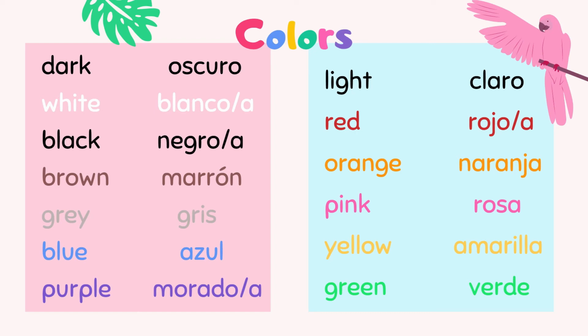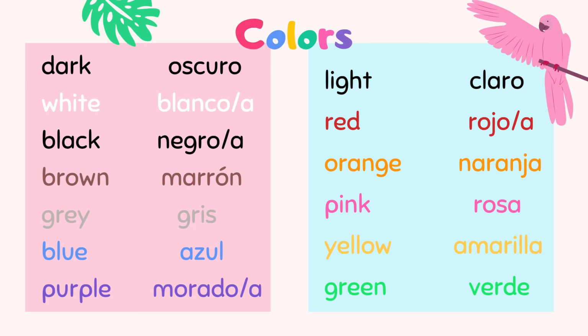Let's repeat them. Oscuro, blanco, blanca. Negro, negra. Marrón. Gris. Azul. Morado, morada. Claro. Rojo, roja. Naranja. Rosa. Amarilla. Verde.